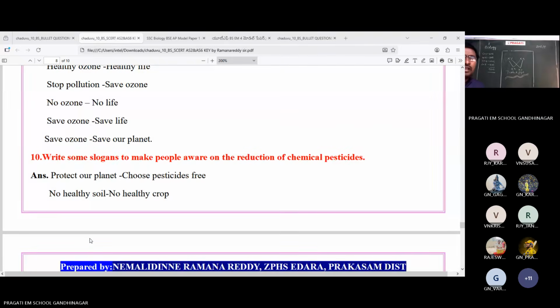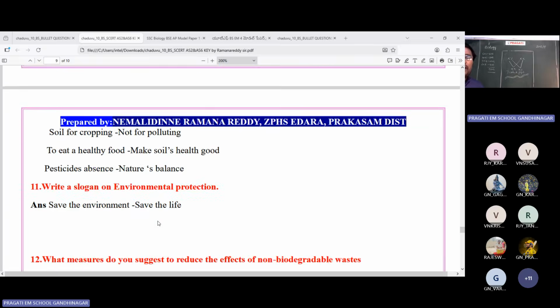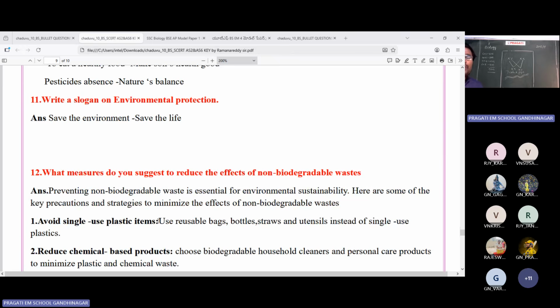Next, write some slogans to people about reduction of chemical pesticides. Protect planet, choose pesticides free, no healthy soil, no healthy crop. Like that, you can add on some of the slogans. Children, write a slogan of environmental protection. Same slogans you can take from the previous question. Same slogan, save the environment, save the life.